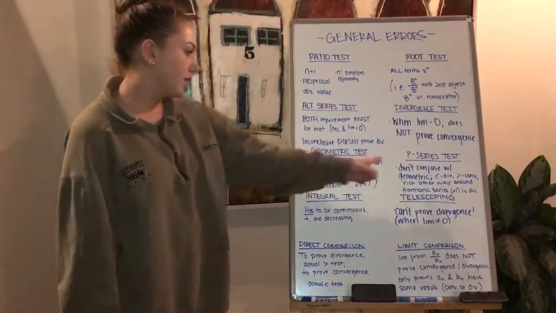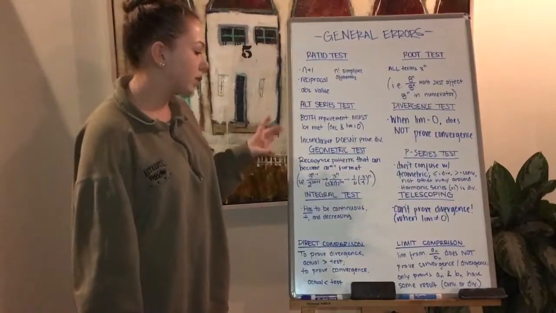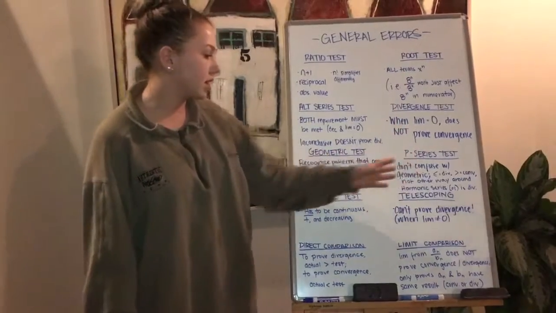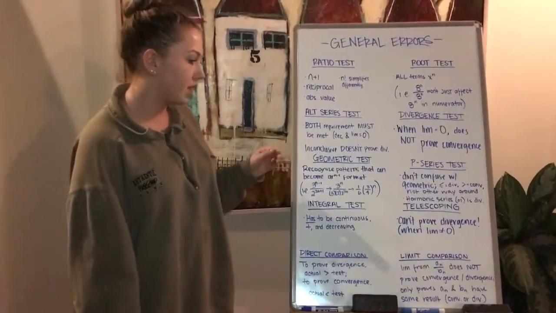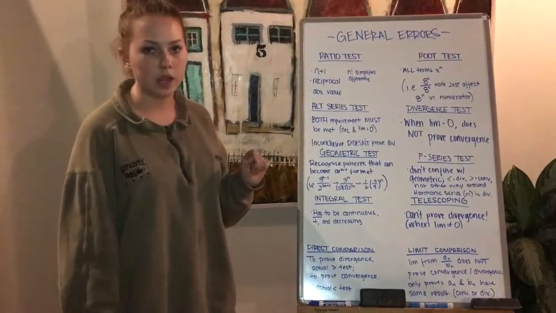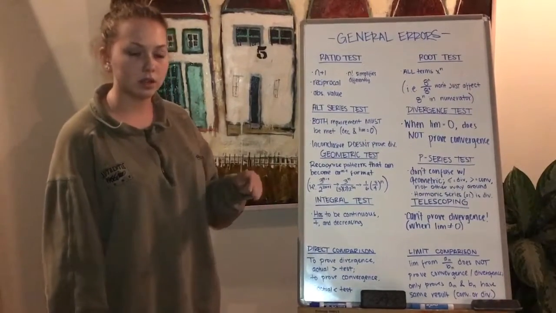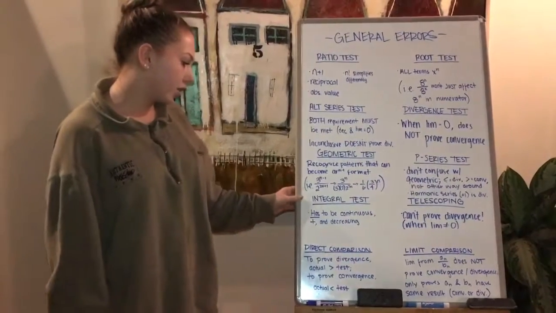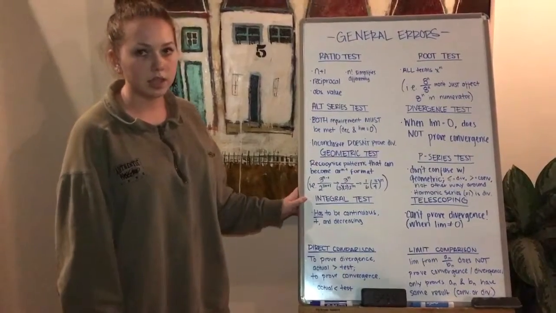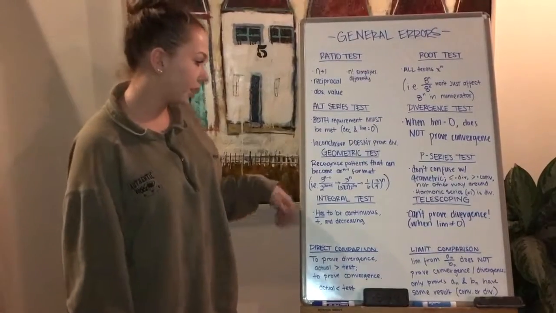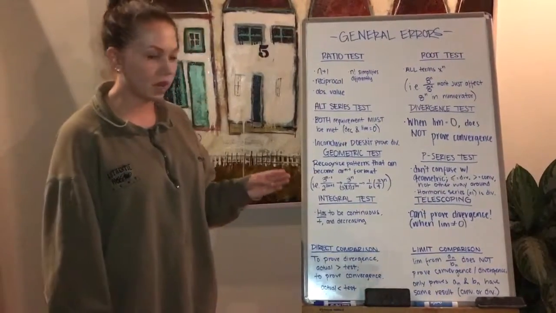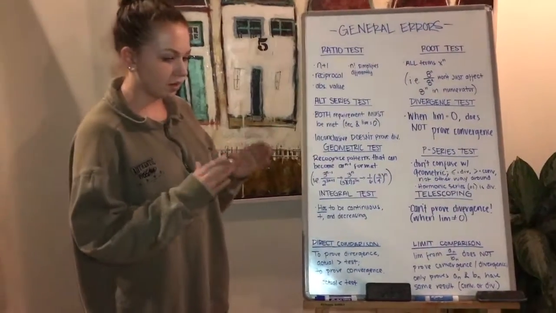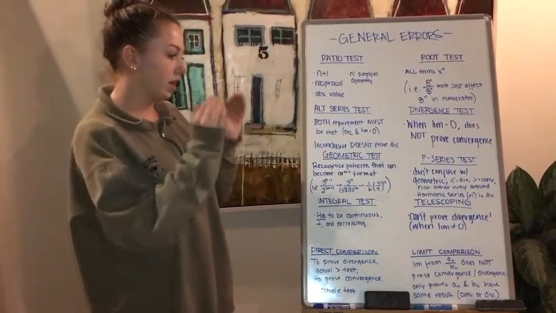And then for the p-series test, do not confuse the pattern with geometric because it's reversed. So for p-series, if the p is less than or equal to 1, it's divergent, and if it's greater than 1, it's convergent, and it's opposite for geometric tests. And then for integral tests, it has to be continuous, positive, and decreasing before you take the integral. For telescoping, you cannot prove divergence, you can only prove convergence, so the limit has to be equal to 0 of that first term to prove convergence.